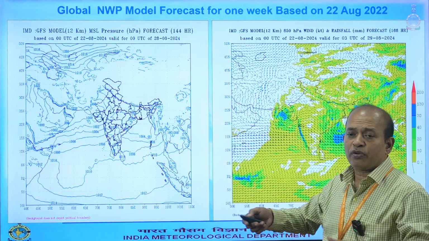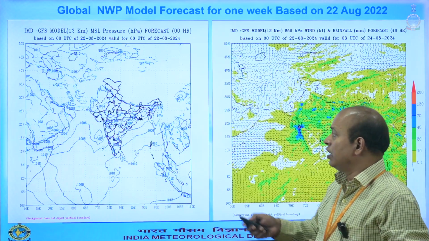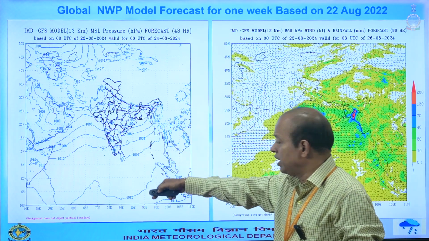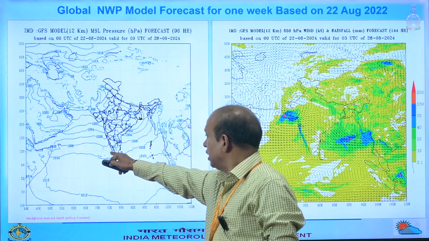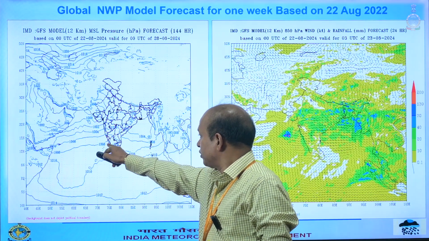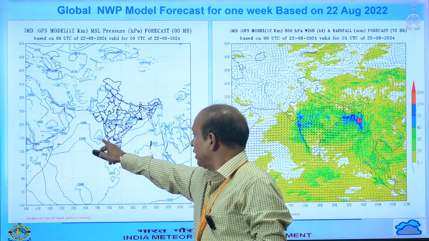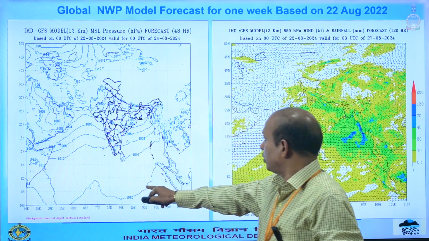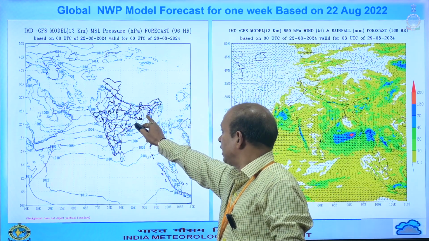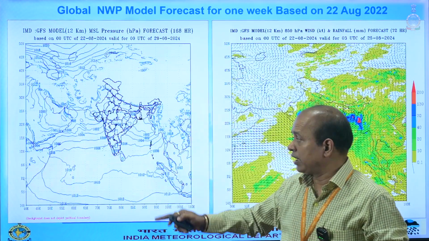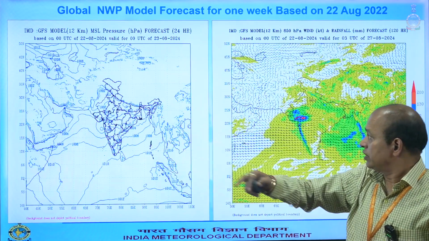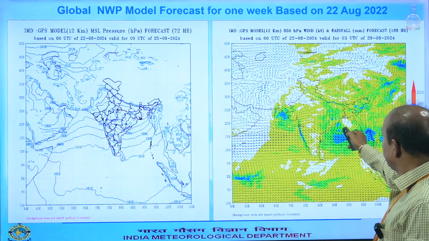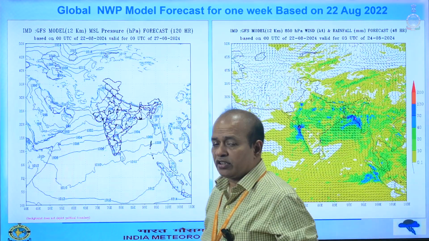So if you see the Global Forecast System model, that is 12 km resolution, for the next 7 days, this is the sea level pressure. If you see the sea level pressure, there will be a drop here, an active monsoon type of thing. Then there is a low pressure area here that is moving slightly northward, and another low pressure area over central India is also moving slightly northwestward and will pass through the central part of India. This is the sea level pressure, and this is the wind and rainfall.